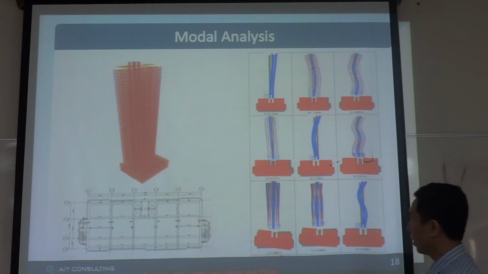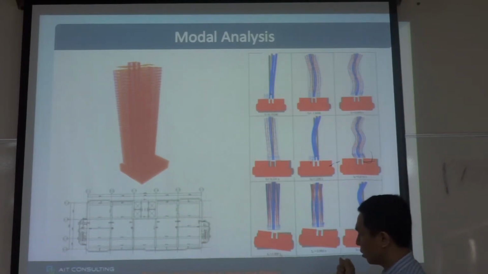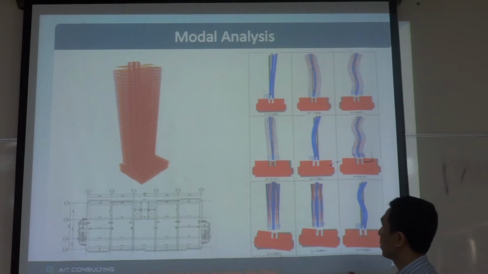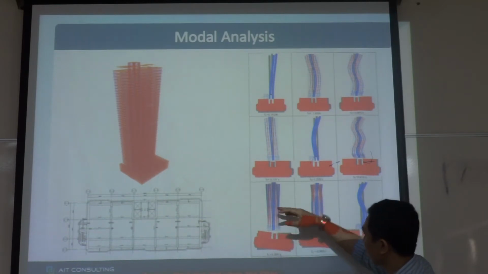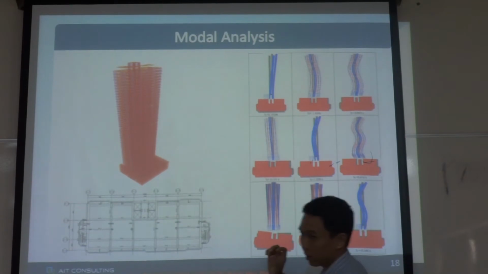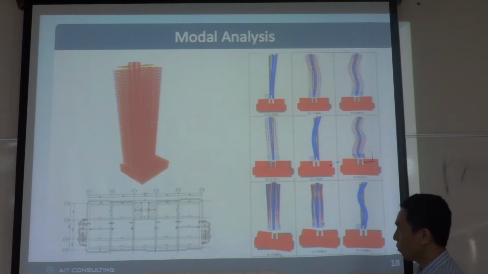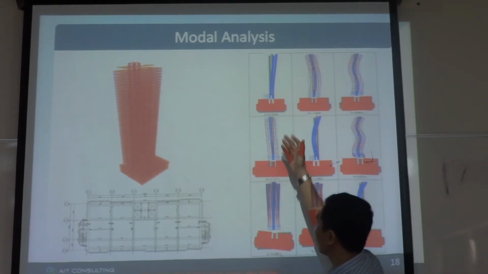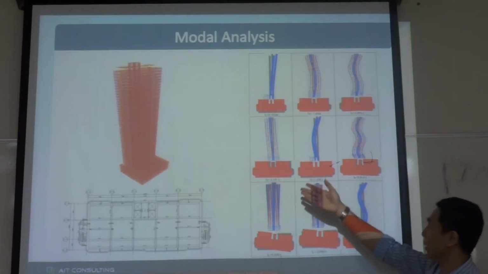For small buildings, 100% of the mass of the building is participating in these first two modes. This is for the small building. But for tall buildings, in the first two modes, 40 or 50% of the mass is participating.